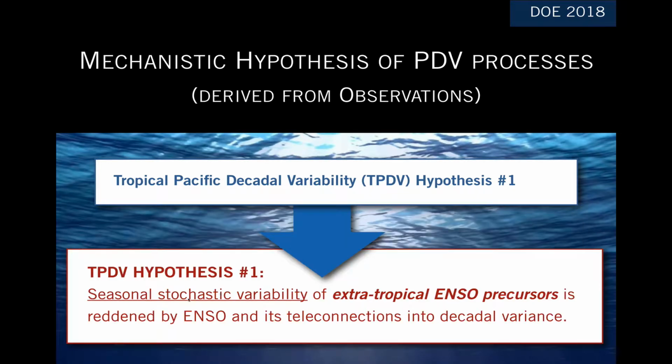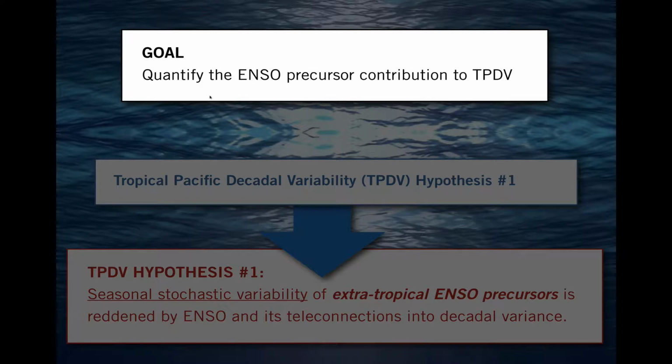Now, hypothesis 1, which is for tropical Pacific decadal variability, says that seasonal stochastic variability of extratropical ENSO precursors is reddened by ENSO and its teleconnections into decadal variance. So let me explain this a little bit, and we're going to do that by first quantifying the contribution of ENSO precursors to tropical Pacific decadal variability.